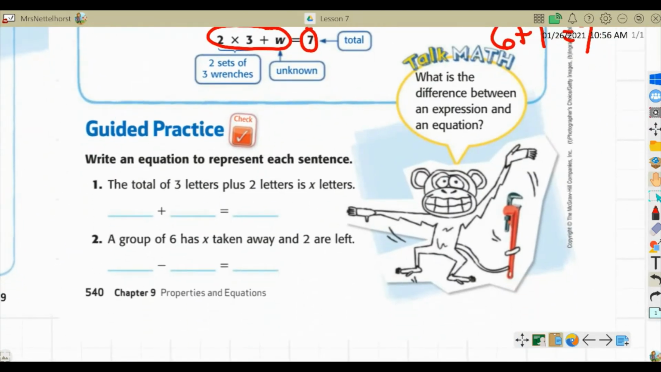There's our monkey with his monkey wrench. That's actually what a monkey wrench is. It's also called a pipe wrench, but the nickname for it is monkey wrench.